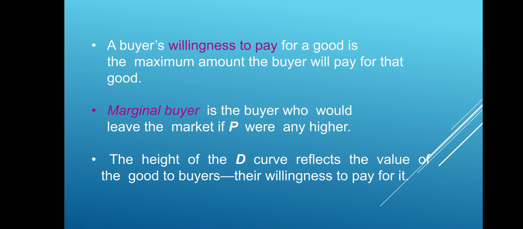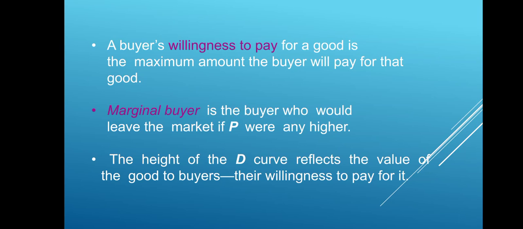Willingness to pay. A buyer's willingness to pay for a good is the maximum amount the buyer will pay for that good. For example, suppose I pay 45 rupees to buy 1 kilo of carrot and another buyer pays a certain amount. The maximum amount a buyer could pay to get the product is the willingness to pay of that buyer. Marginal buyer is the buyer who would leave the market if the price were any higher.